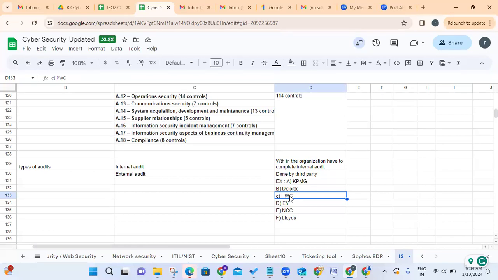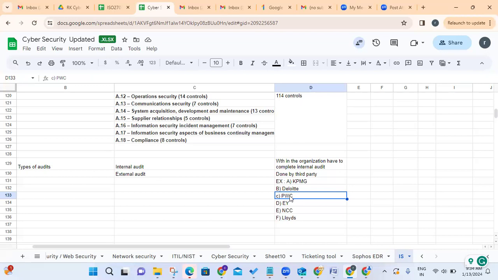If you are selected in consulting and service-based companies, as a consultant you have to validate all these 114 controls for the client or customer, whatever project we get. So that is the external auditor vacancy. These are the two different types of vacancies we can apply for. Okay, so that is about ISO.